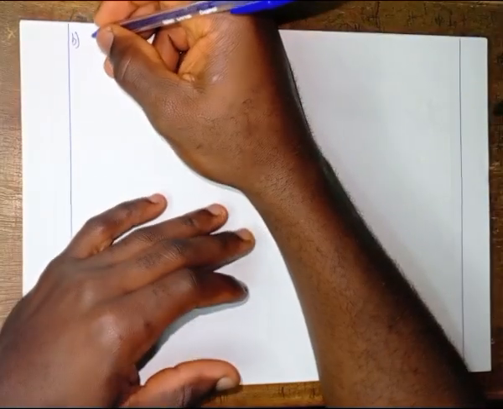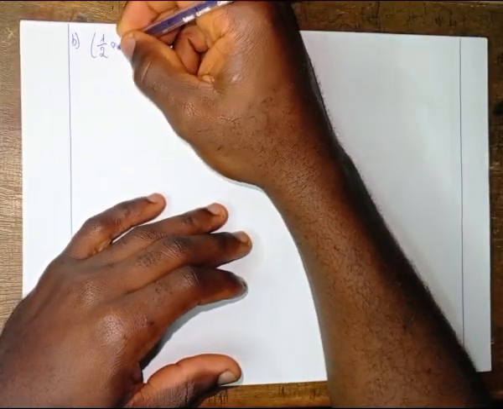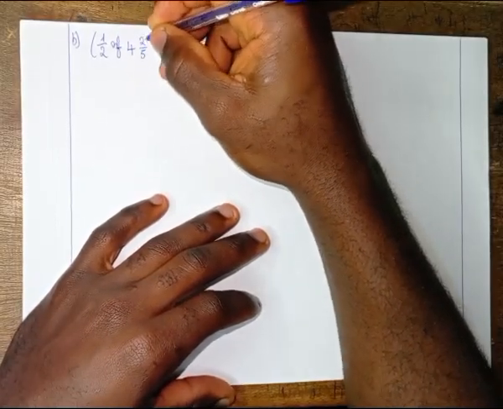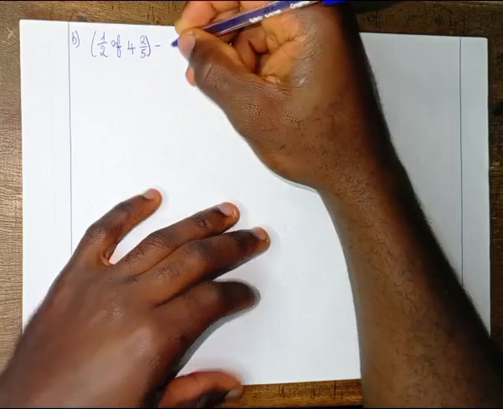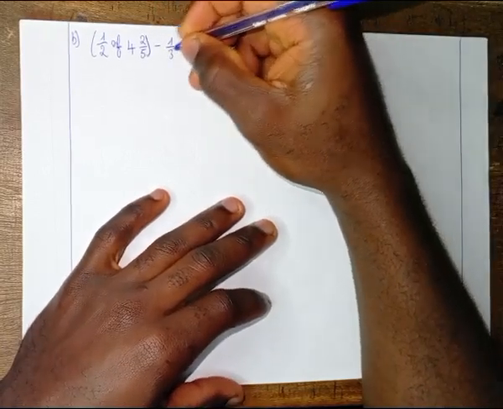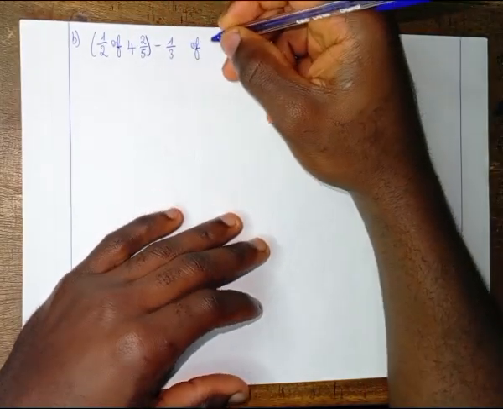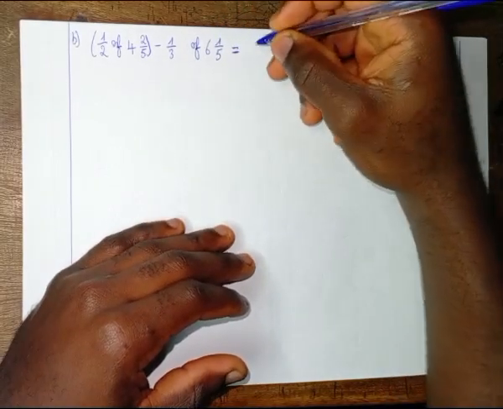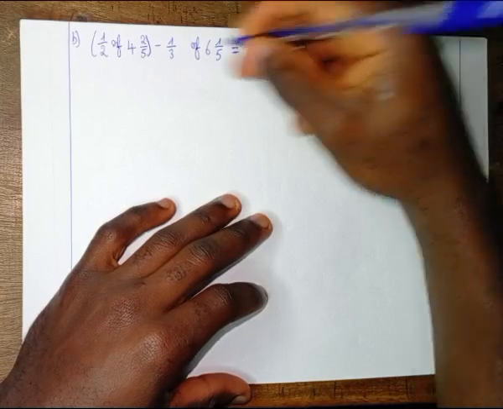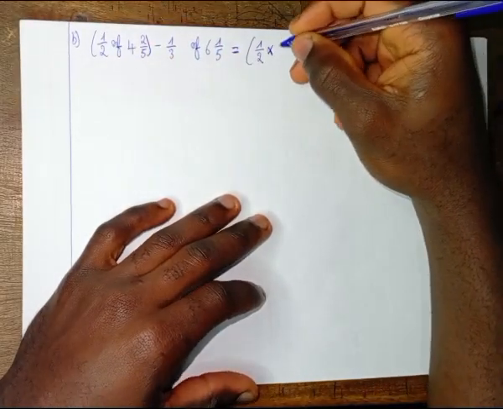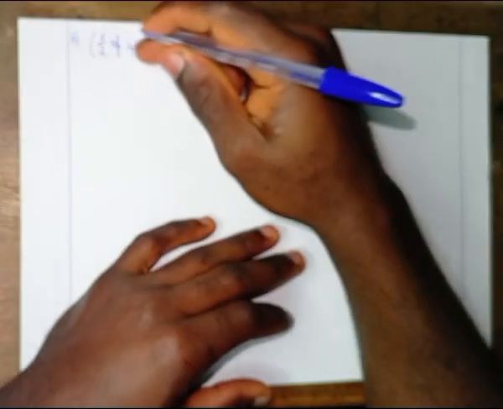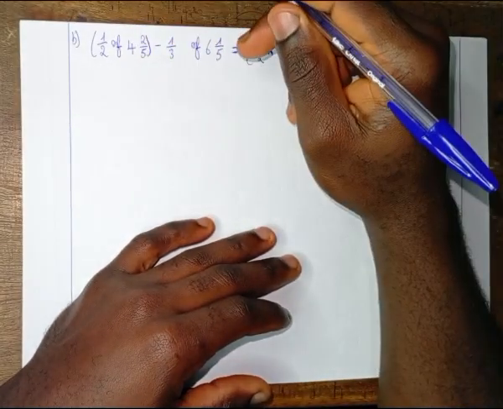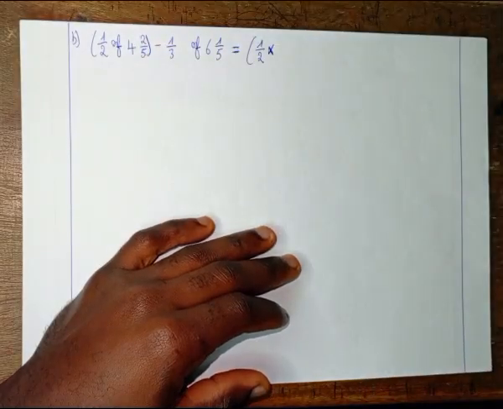Question B, we have a half of 4 and 2/5 minus 1/3 of 6 and 1/5. This will simply be equal to a half. We know "of" here stands for multiplication. A half times, we are going to change all the mixed fractions to improper fractions. 5 times 4 gives us 20.